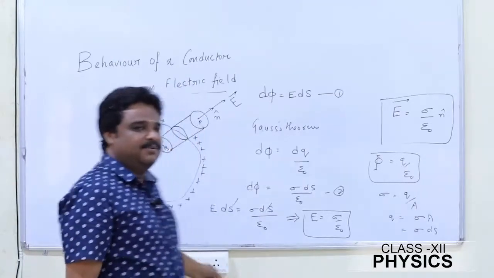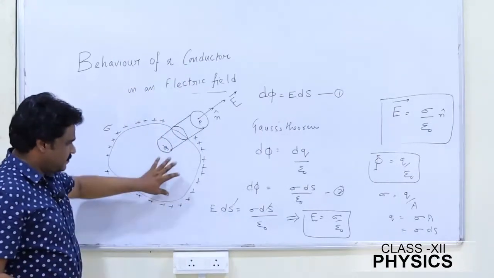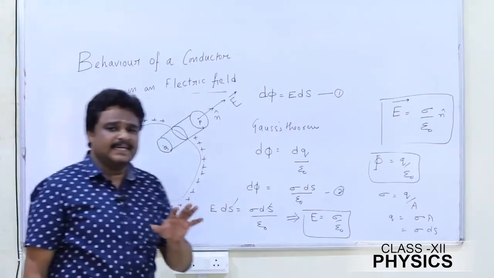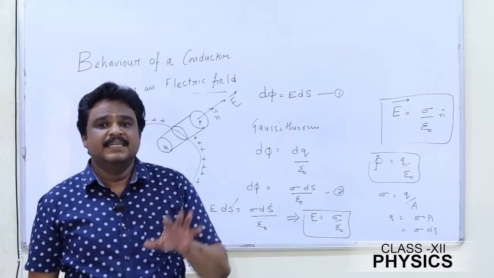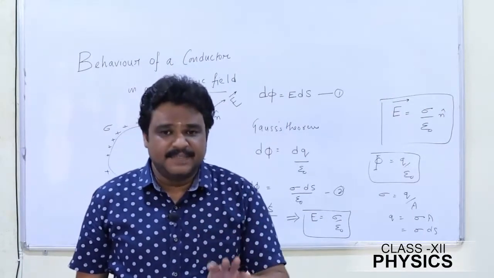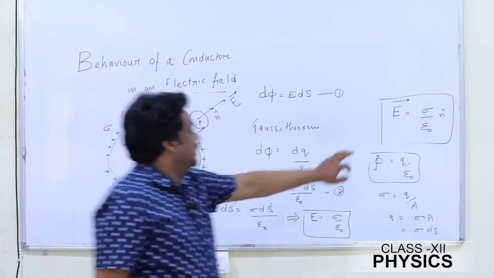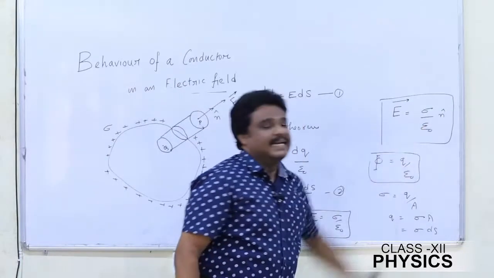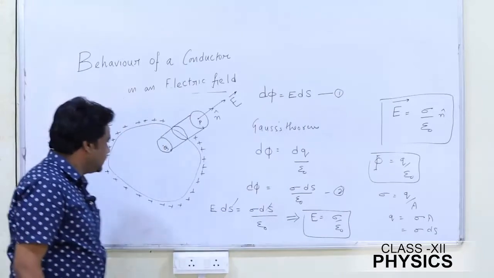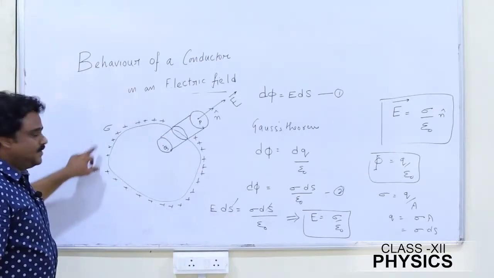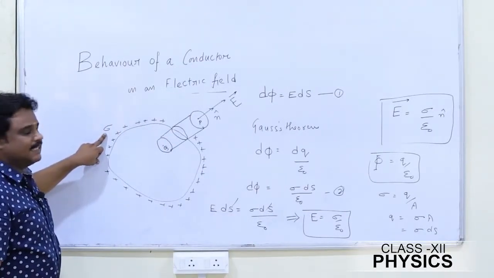Once again I am going to explain the entire derivation. Obviously, our fifth characteristic property of the conductor is that the electric field at the surface of the conductor is given by sigma by epsilon naught n cap. We are going to derive this. For this, I considered a conductor with uniform surface charge density sigma.